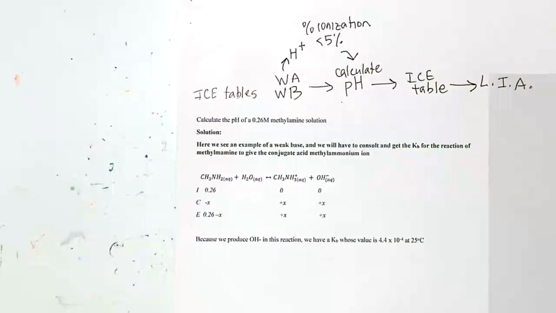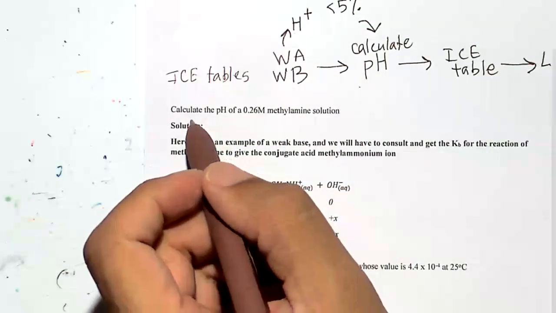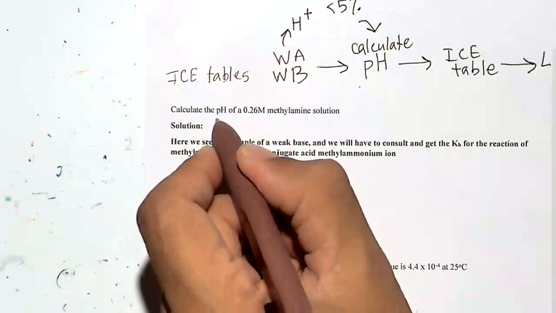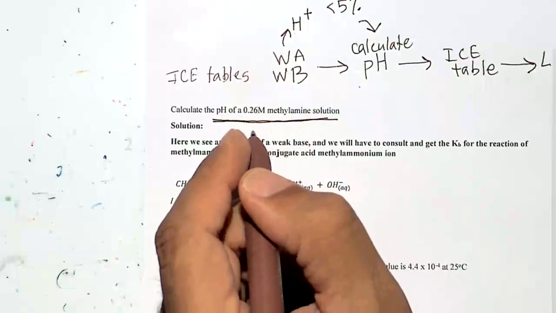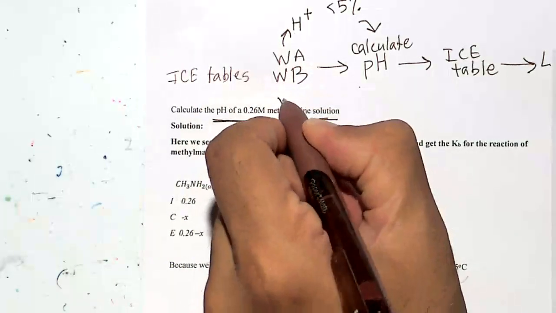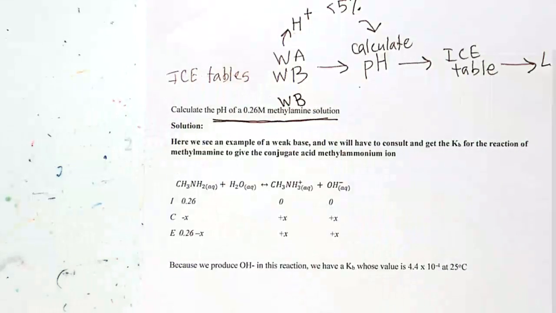Right. So let's do another problem here. This one will be calculate the pH of a 0.26 molar methylamine solution. So methylamine is actually a weak base. So how do I know it's a weak base?